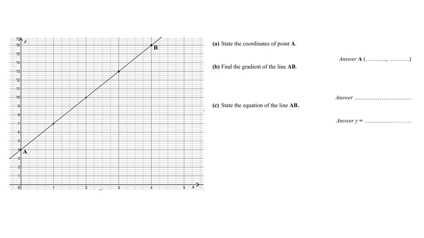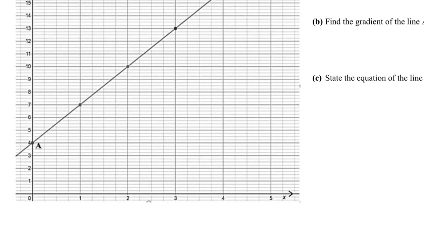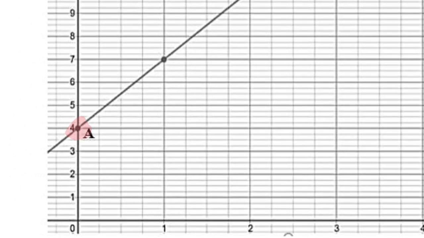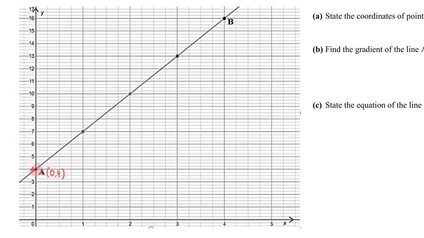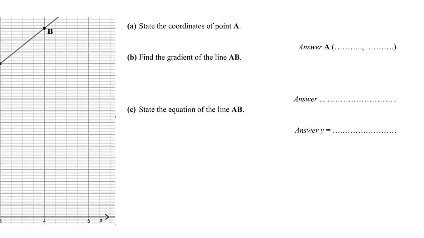Hello everyone, welcome to this question where we are given the linear graph. Part 1, the question is quite straightforward. So let's just zoom in. They will want what is the coordinates of this point here. X is 0, y is 4. So that will be the answer for part 1. X is 0, y is 4. Okay, just to indicate down there for easy reference.